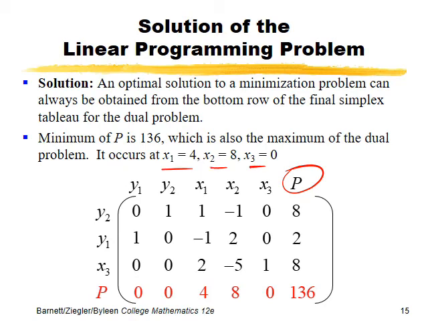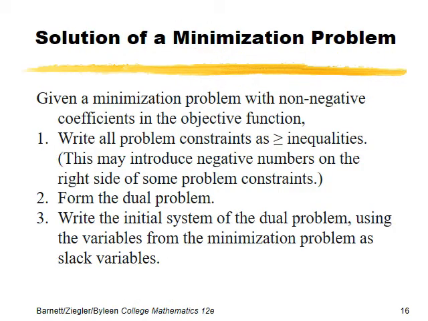X1 is 4, X2 is 8, and X3 is 0. Minimum of P is 136, which is also the maximum of the dual problem. So when profit is minimum, in that case we can say the cost is maximum. So that is how we used to solve a minimization problem. Given a minimization problem, these are the procedures.